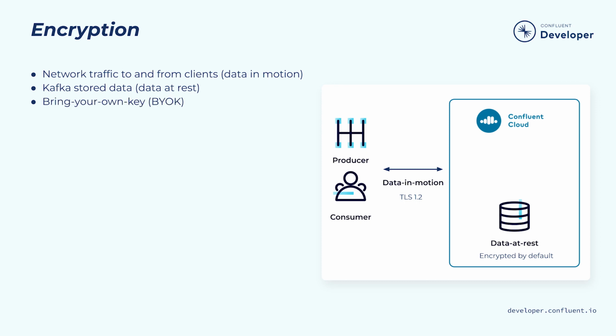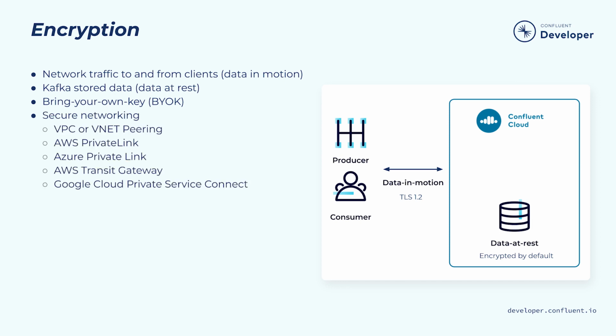In addition to the built-in security features that are offered, Confluent Cloud also provides the ability to bring your own key, or BYOK, for data at rest, and secure networking options including VPC or VNet peering, AWS Private Link and Azure Private Link, AWS Transit Gateway, and Google Cloud Private Service Connect. For more information on the available secure networking options, be sure to check out the Confluent Cloud networking course.